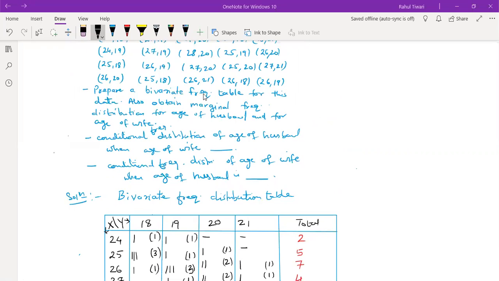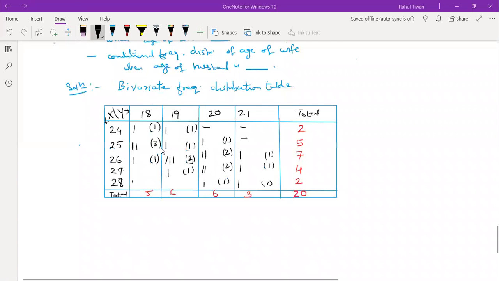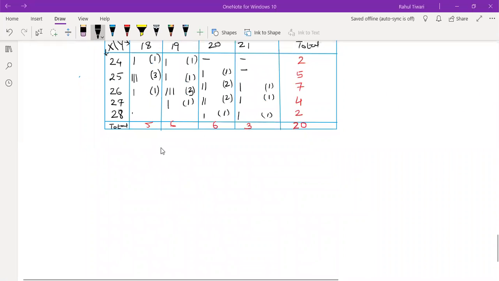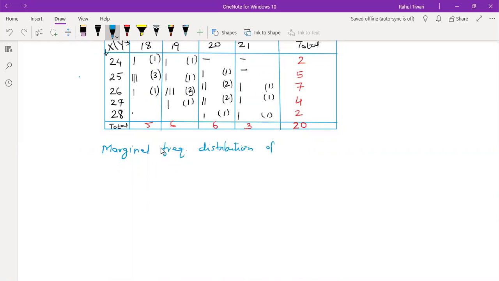Prepare a bivariate frequency table for this data and also obtain the marginal frequency distribution for age of husband and age of wife. Okay. So in the first question we need to obtain the marginal frequency distribution for x. You know what is x? X represents age of husband.